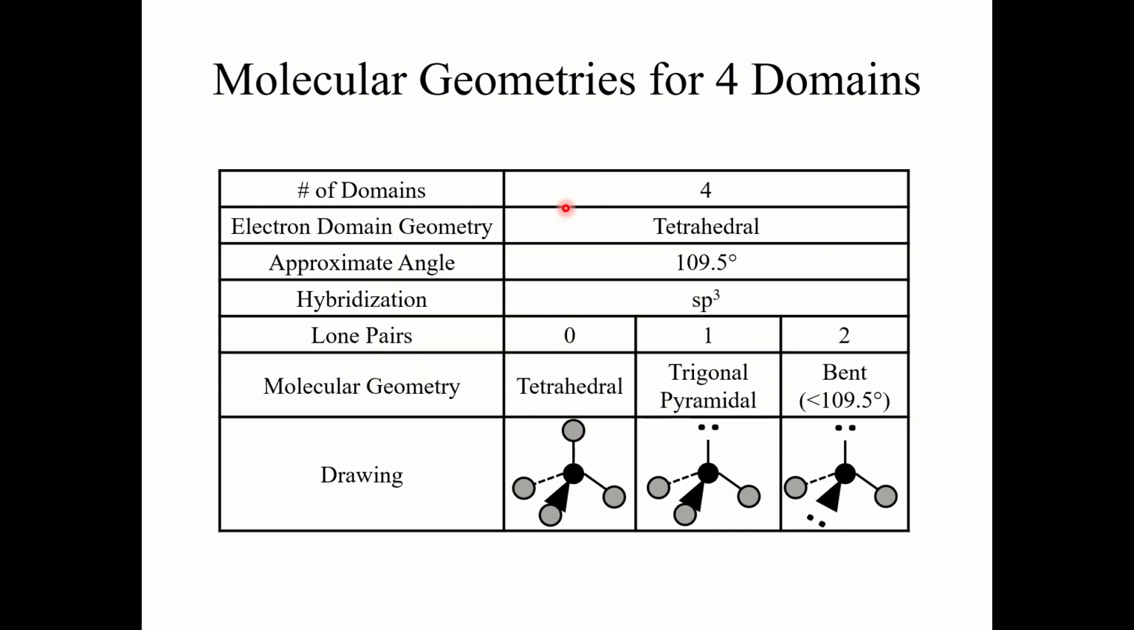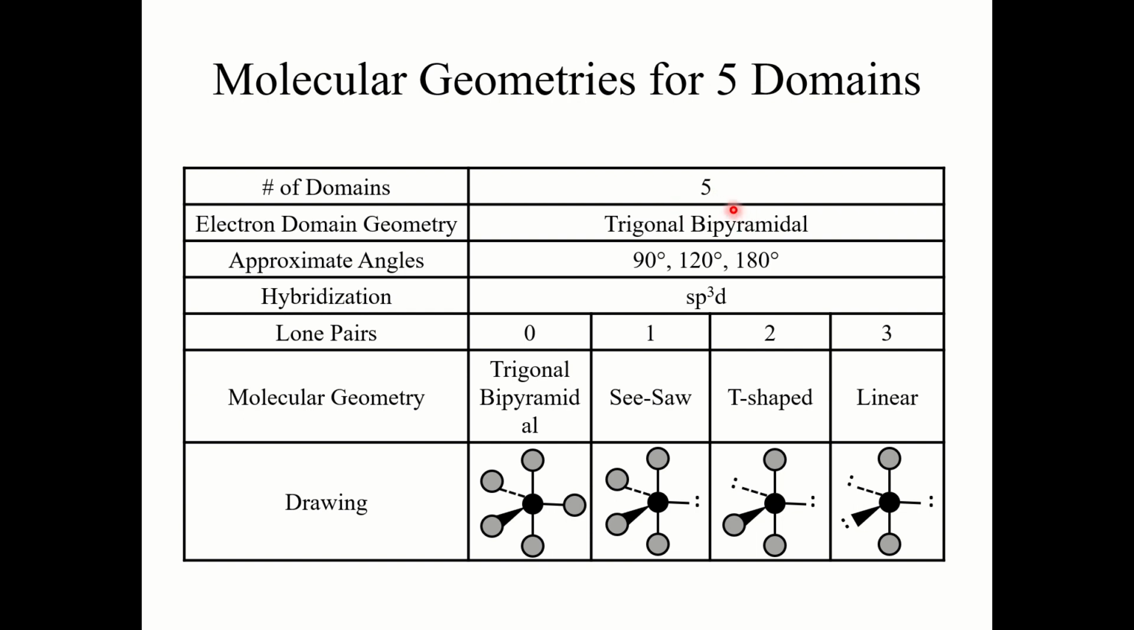Okay, when we get to 4, our electron domain geometry is tetrahedral. We have 3 possible molecular geometries: tetrahedral, trigonal pyramidal, and bent. So the ammonia example we looked at is trigonal pyramidal. It's got 4 electron domains, 1 lone pair. Water is an example of bent 109.5.